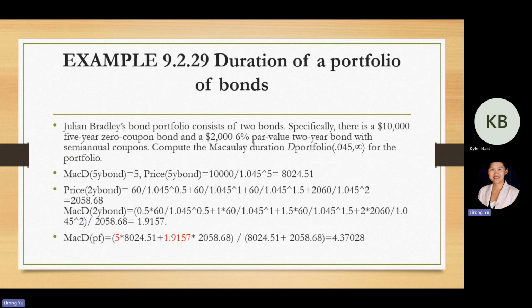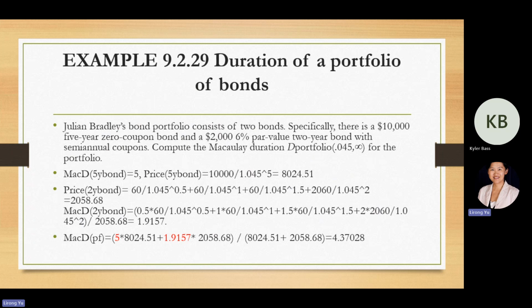For the 5-year zero coupon bond, the duration is easy. Zero coupon means there's no cash flow before the last cash flow. Of course, the length of time for that cash flow is your duration. So the duration for the 5-year bond is 5. The price is going to be the future cash flow, which is 10,000, discounted to time 0. We find out it's 8,024.51.